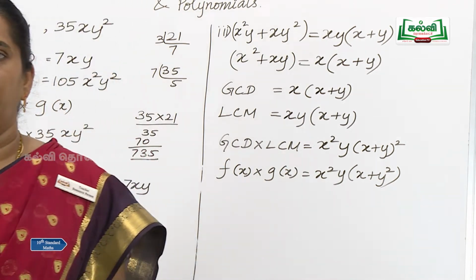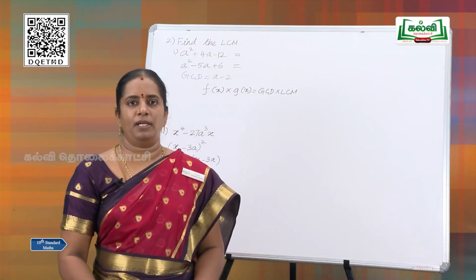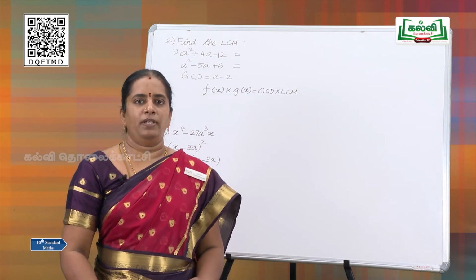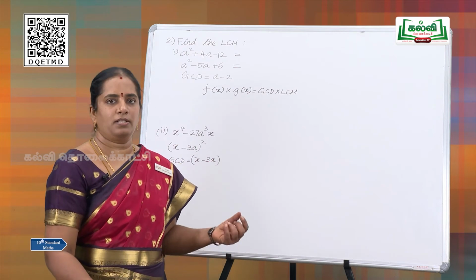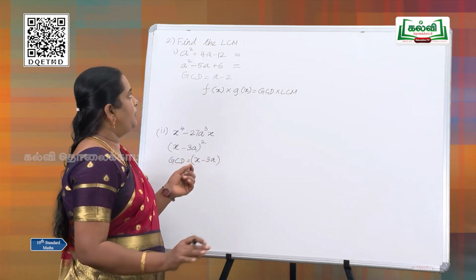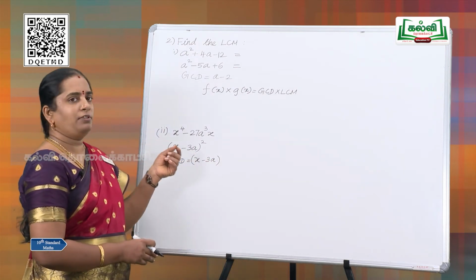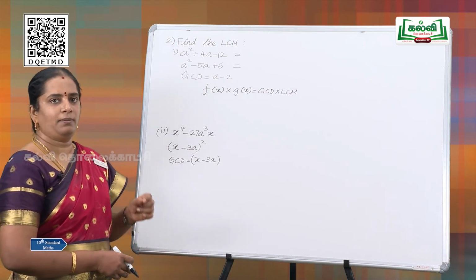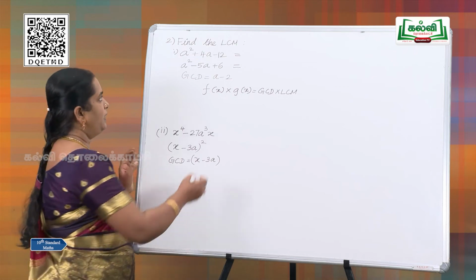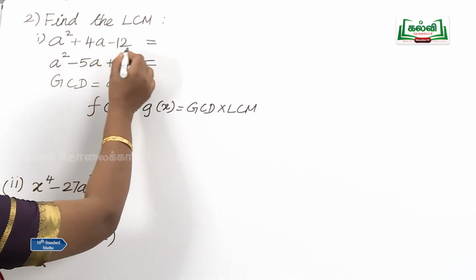Can you understand? Using the relationship between the polynomials and GCD and LCM, we have to find the LCM of the given polynomials, where GCD is also given. See the polynomials, first we have to factorize them and then use the relationship and find the LCM with comfort. Yes, see, we are going to factorize it.